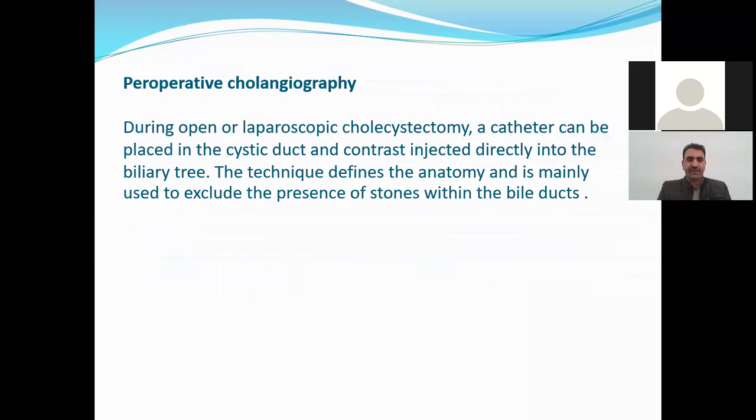Operative cholangiography during open or laparoscopic cholecystectomy, removal of the gallbladder: a catheter can be placed in the cystic duct and contrast injected directly into the biliary tree. The technique defines the anatomy and is mainly used to exclude the presence of a stone within the bile duct during cholecystectomy, to exclude slipping of a gallstone through the cystic duct into the bile duct during the procedure.